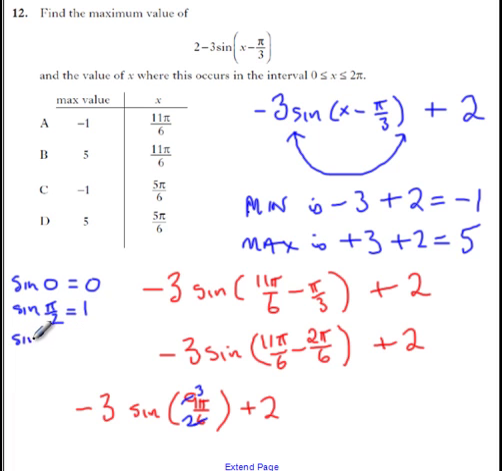The sine of 180, or sine pi, is 0. And the sine of 3 pi by 2, which is the same as 270 degrees, is -1. So the answer to this is -3 times the sine of 3 pi by 2, so that's -3 times -1 plus 2. -3 times -1 is plus 3, plus the 2, and in fact that does give us our maximum value of 5. So there's no need to try this other value of 5 pi by 6. Our answer must be B.